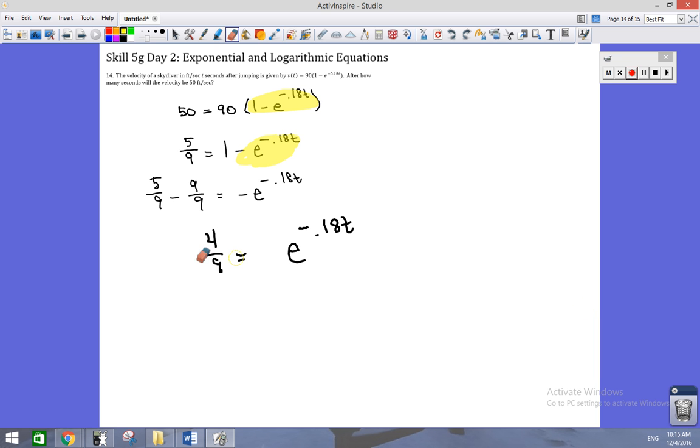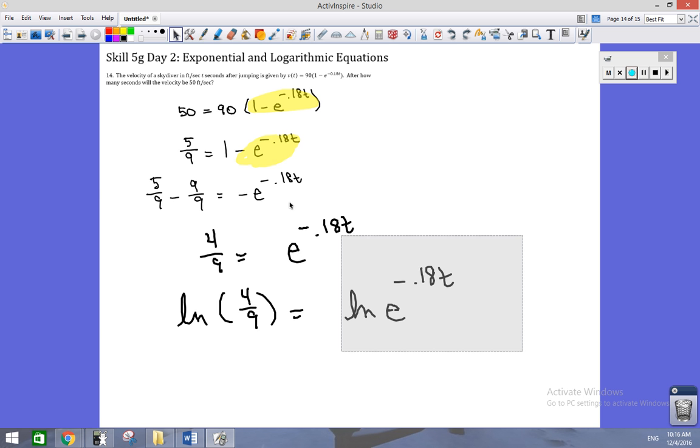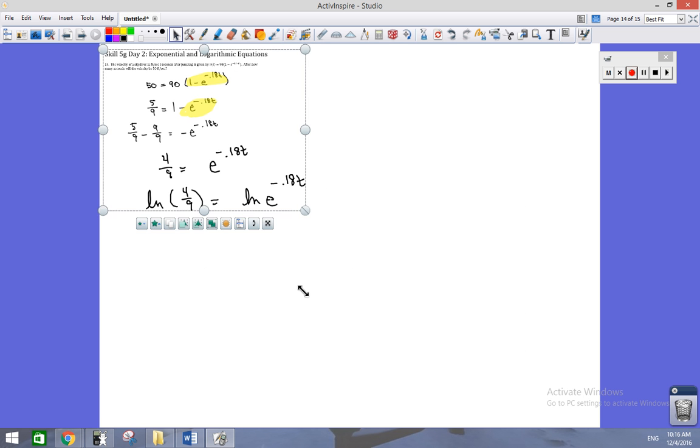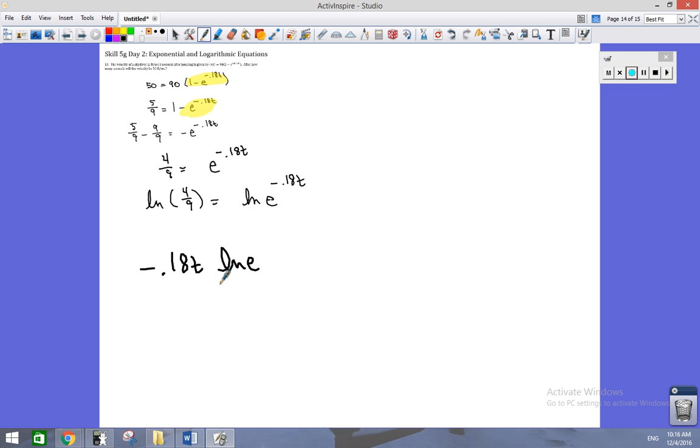Now, if I take the natural log of each side, the natural log of 4/9, I have to take the natural log of this e that's being raised to this power. By the product rule, this exponent comes down out in front, and we've seen that the natural log of e is just 1, and I've got the natural log of 4/9. Now I need these two factors. It's the factor t of interest, so I need to divide both sides by this negative value.